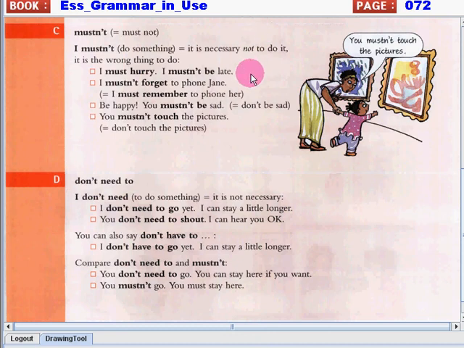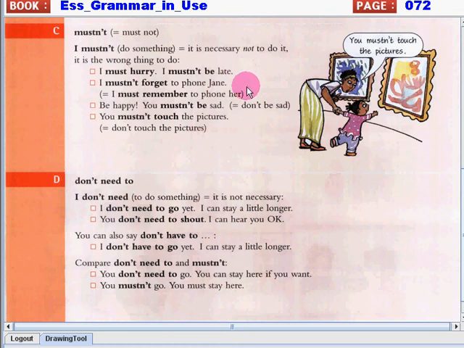I must hurry. I mustn't be late. We use the word must here. So that means this action is very, very important. To hurry is something important or necessary for the subject to do. I mustn't be late. Here, the speaker is saying that it is the wrong thing to do and it's important not to be late.